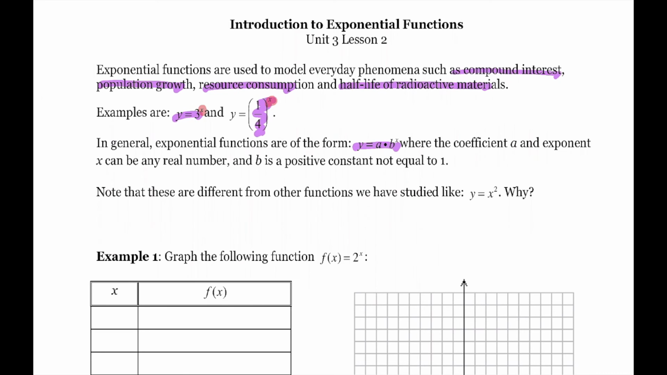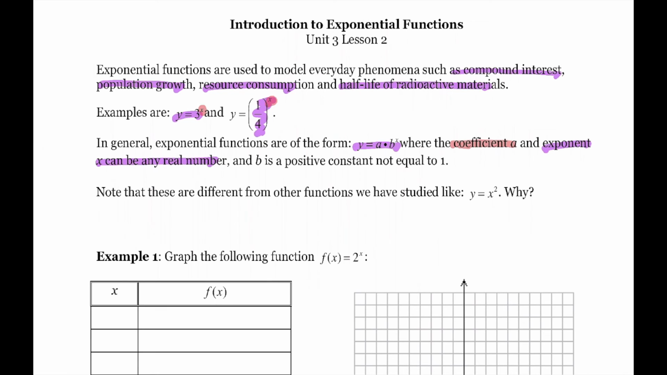So going back to y equals a times b to the power of x, we have the coefficient a, and later we're going to discover, when we talk about transformations just like we did with quadratics, that this is the vertical stretch and compression part of the exponential function. And then finally we have the exponent x, and x can be any real number. We looked at that in Unit 2 when we talked about rational exponents, and recognized that the exponent could be not just an integer, but any rational number as well. So here it could be any real number, in fact, rational or irrational.